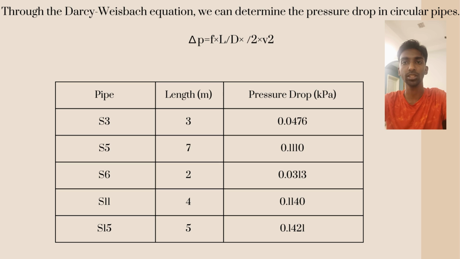After detailed calculation, we have found out that pipe S3 has a pressure drop of 0.0476 kPa, pipe S5 has a pressure drop of 0.1110 kPa, pipe S6 has a pressure drop of 0.0313 kPa, pipe S11 has a pressure drop of 0.1140 kPa, and pipe S15 has a pressure drop of 0.1421 kPa.